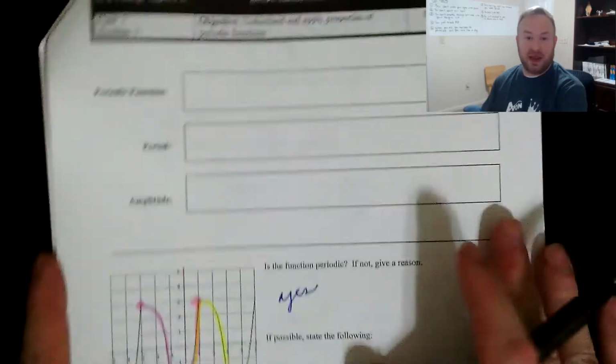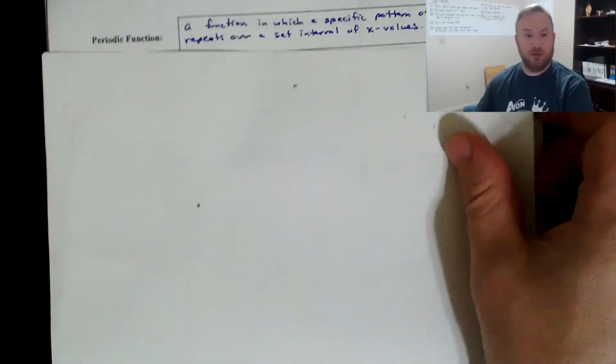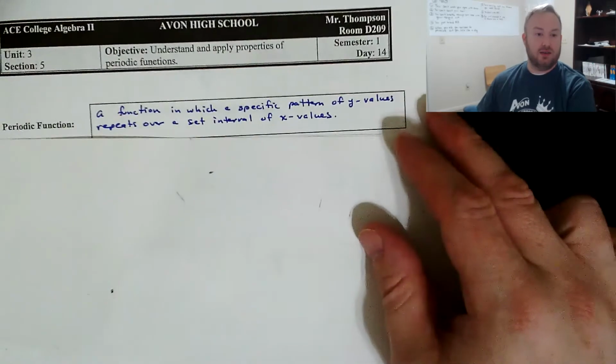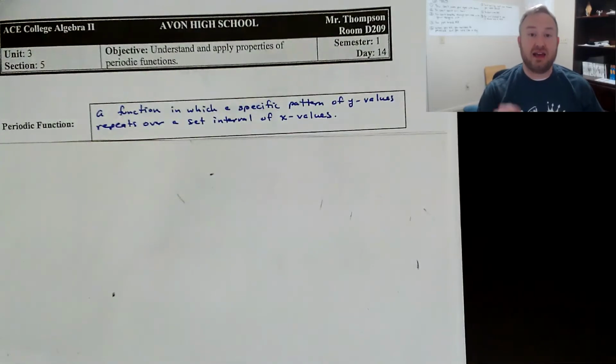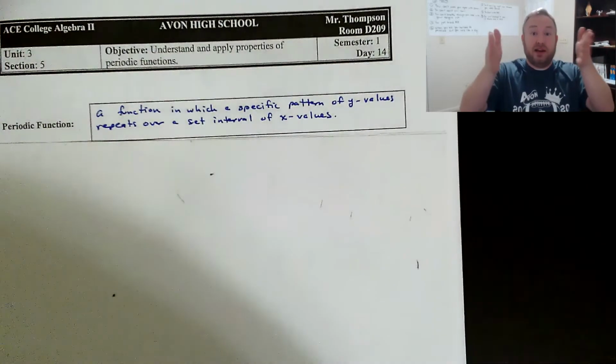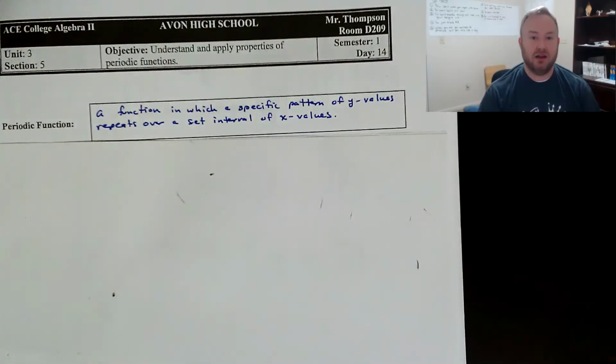Okay, so now if we can go back to that first page, I'm going to have you get some definitions down here. We'll start with the definition of a periodic function. You might want to pause this if you need to get this down. I said a periodic function is a function in which a specific pattern of y values repeats over a set interval of x values. So it takes that same period of x values to repeat that pattern in the y values.